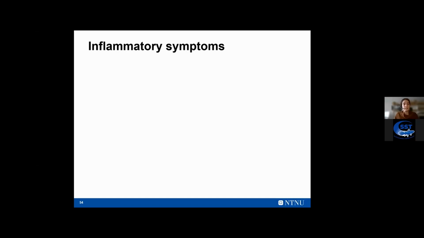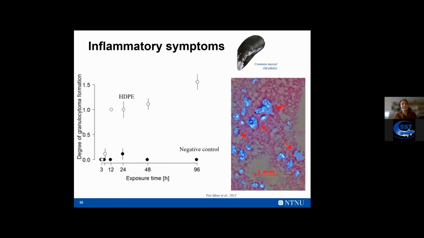We also noticed some inflammatory symptoms. So again, using the common mussel, in black, those are some mussels that were not exposed again to microplastic. And here they use high density polyethylene, and they exposed the mussel to high density polyethylene in the environment. And what they saw is that over time, they saw an increase of granulocytoma formation.